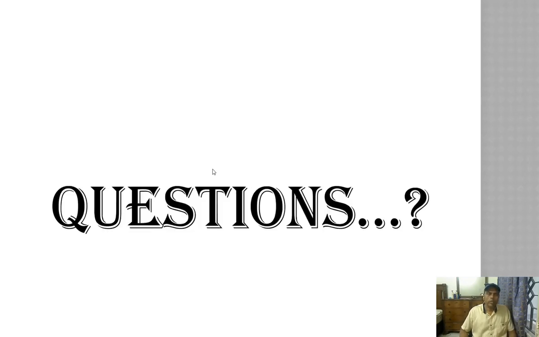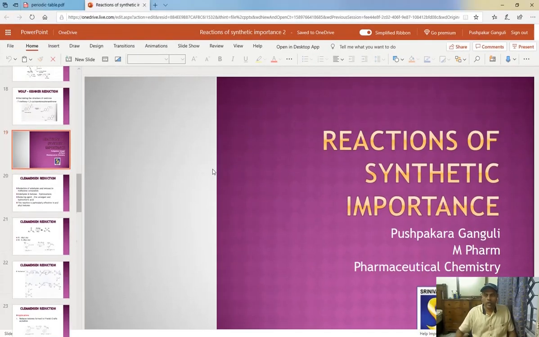This completes these three topics: two reduction reactions, the Clemmensen reduction and the Birch reduction, and we also studied two reducing agents. One is sodium borohydride and another one is lithium aluminum hydride. And thank you very much, and let me know if you have any questions.